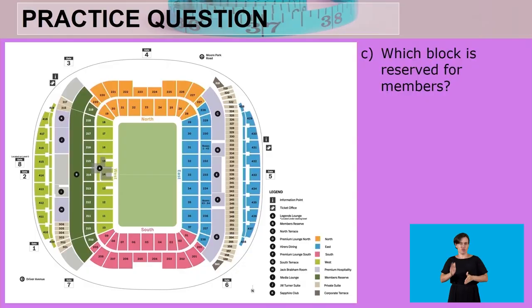Then we check there. We've got A, which represents the Legends Lodge, and then B, which is the Members Reserve. So it means block B. Where is block B? Here is block B. This entire space here is reserved for all the members. So it's block B.